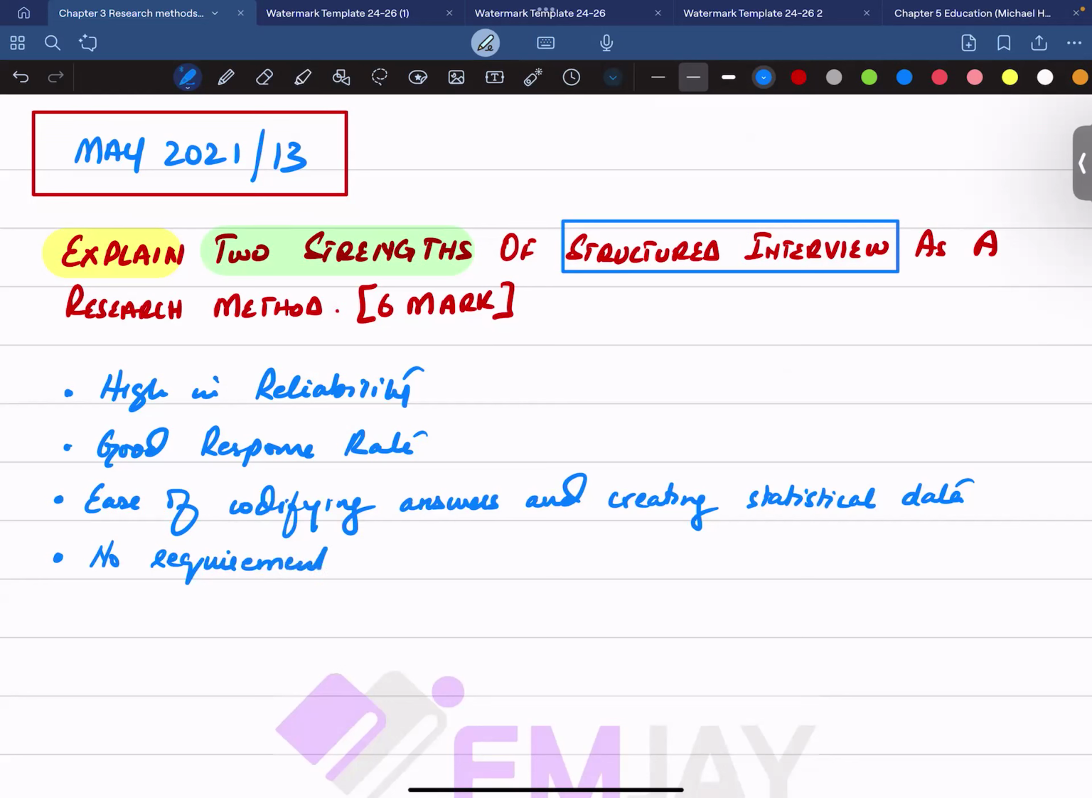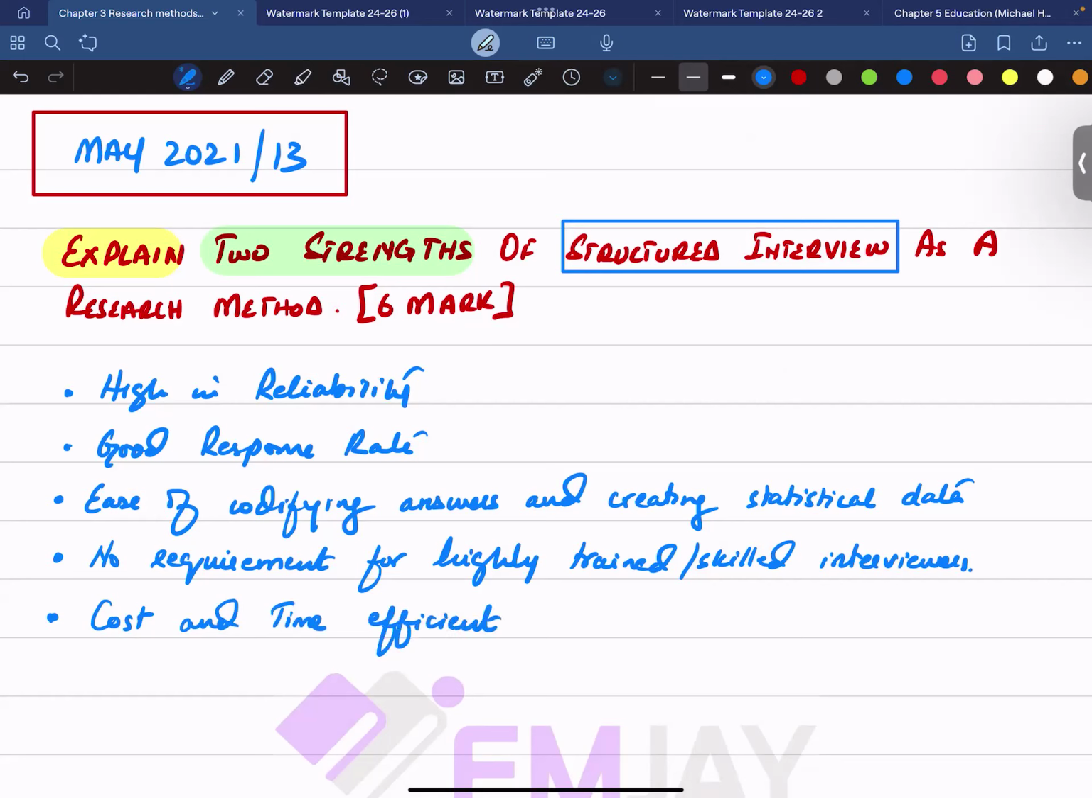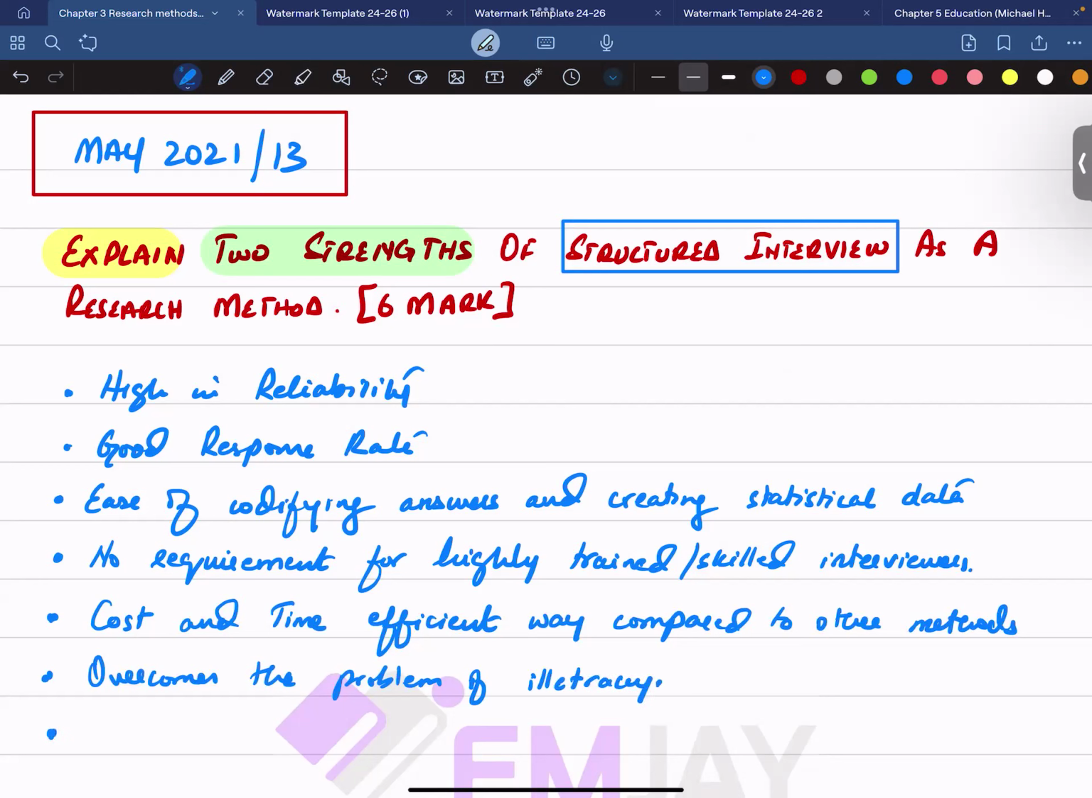The fourth possible point, no requirement for highly trained or skilled interviewers. I mean, you don't need to write all of these, but just so that you have them written in front of you so that you understand it better. Why so? Because remember, in many cases, it is just about reading out questions. Many people see this as a cost and time efficient way compared to other methods.